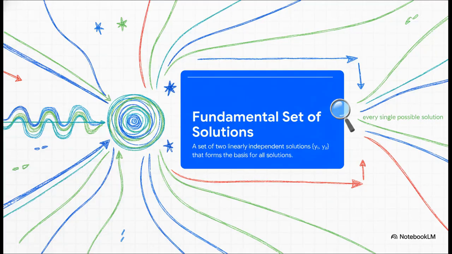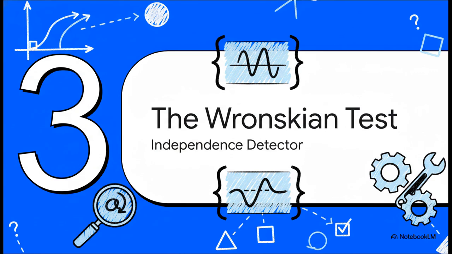So, what we're really searching for is this fundamental set. It's like the perfect team of two linearly independent solutions. Once we find this set, we can describe every single possible outcome of the equation just by combining those two. But how can we be sure our solutions are actually independent without just graphing them and eyeballing it? We need a real mathematical tool for this.